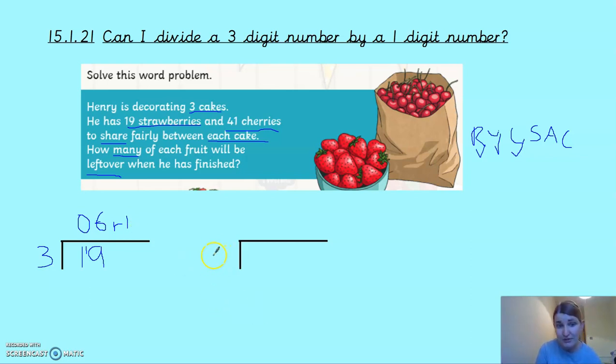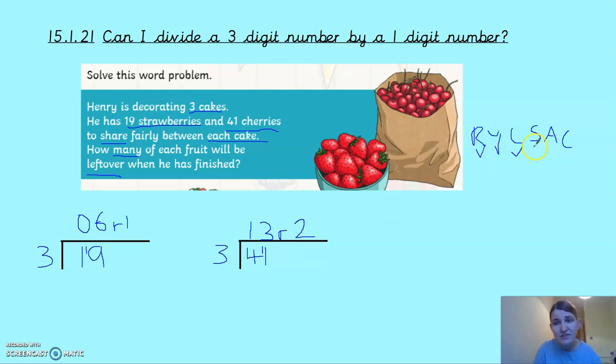And then I want to do the same for my cherries. So I'm dividing by 3 and I've got 41 cherries. Exactly the same as before. How many groups of 3 can I make out of 4 tens? I can make 1 whole group of 3 and then I'm going to have 1 left over, which I carry. So now I've got 11 ones. How many groups of 3 can I make out of 11? 3, 6, 9, 12. I haven't got enough for 12. So 3, 6, 9. 3 groups. And then if I've used up 9, but I've got 11, I'm going to have 2 left over.